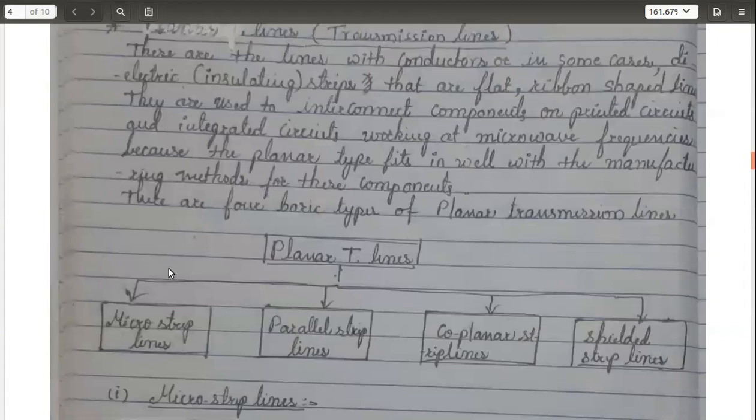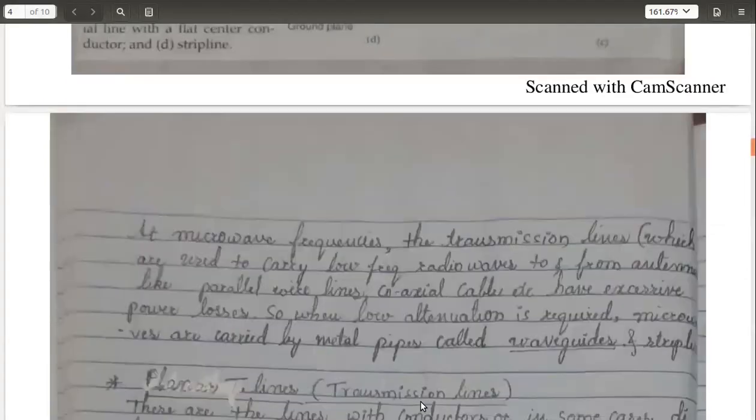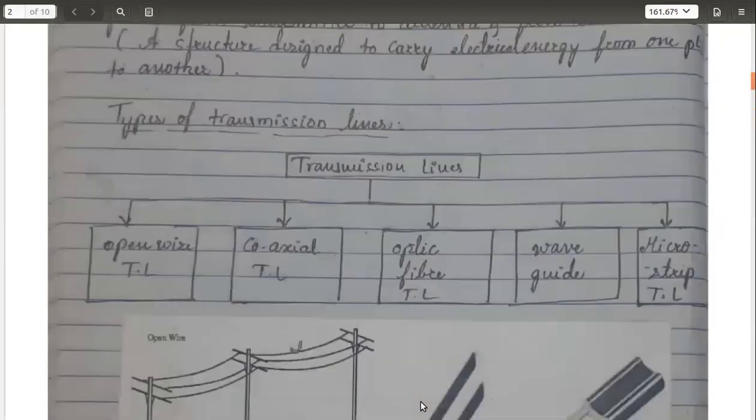And coming to the categories, how many? Basically, there are 4 types of planar transmission lines. One is the microstrip line, the second one parallel strip line, third one coplanar strip lines, and fourth one shielded strip lines. So in this module 3, the first half, we are going to deal with these 4 strip lines. Main heading is what? You are studying strip lines.